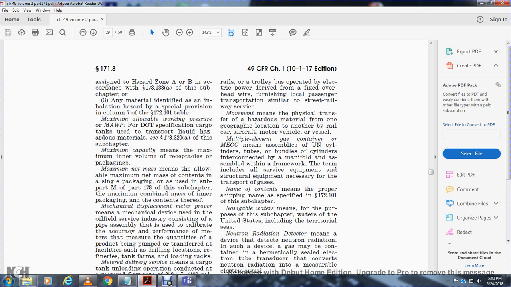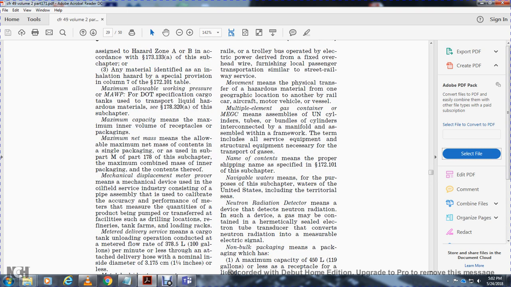Navigable waters means, for the purpose of the subchapter, waters of the United States, including territorial seas. Neutron radiation detector means a device that detects neutron radiation. Such a device may contain a gas hermetically sealed in an electron tube transducer that converts neutron radiation into a measurable electrical signal.